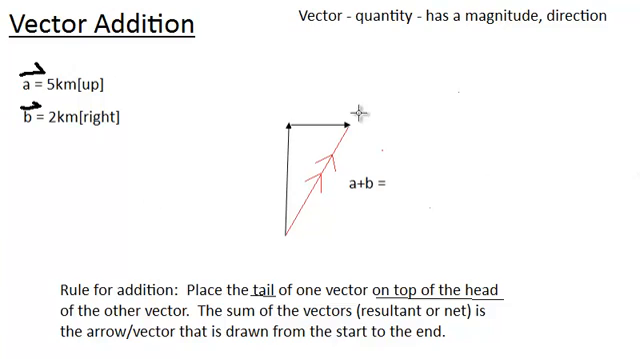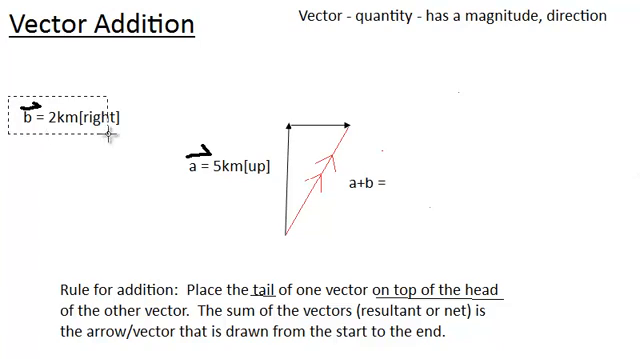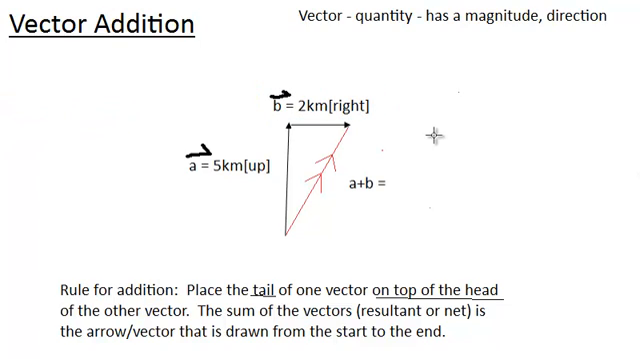So this lesson will be me trying to teach you how to find this value. We know that A is 5 kilometers up, and that B is 2 kilometers right. We also know that this is a right angle triangle because up and right are at right angles to each other. So I'm just going to draw a right angle box here. So this is a right triangle.